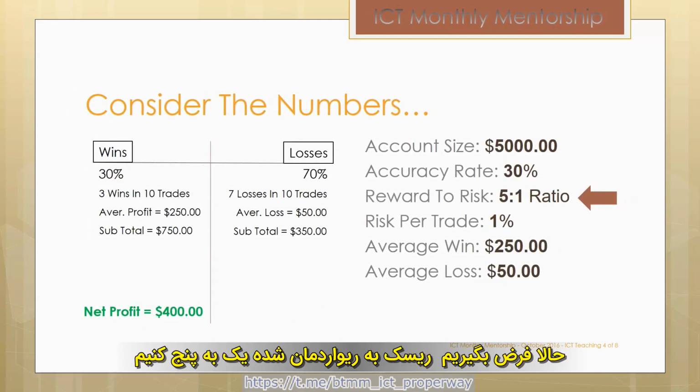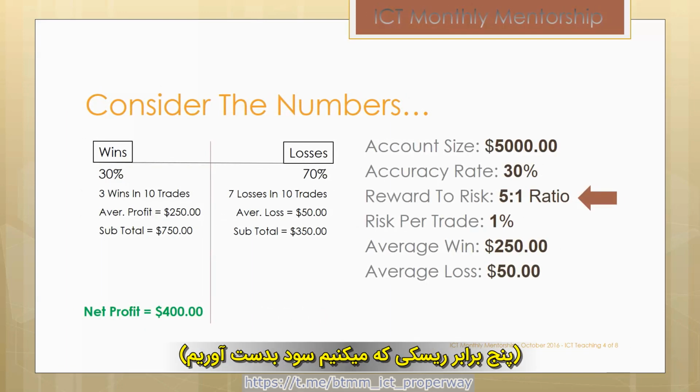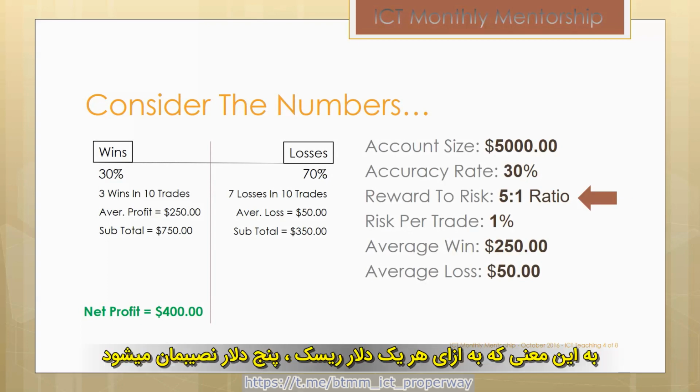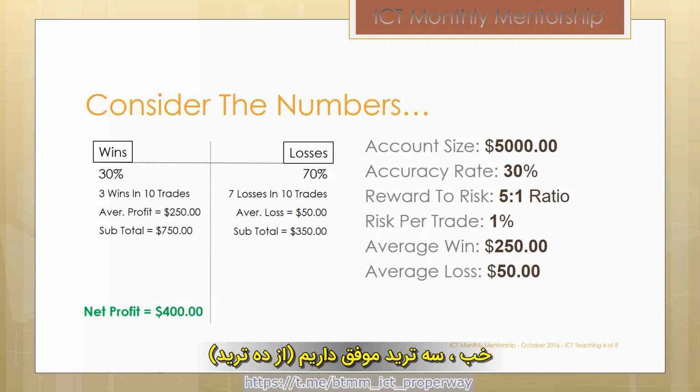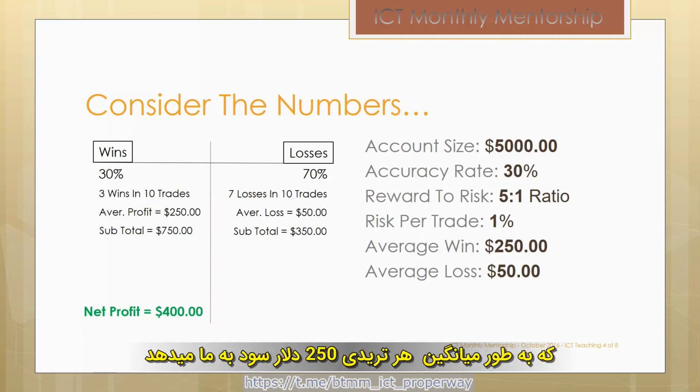Let's assume for a moment now we're going to start focusing on reward to risk multiples of 5 to 1. That means we're trying to make $5 for every $1 that we risk. And we're keeping the same sample set of looking at 10 trades, and we're still looking at the accuracy rate of 30%. The only thing that's changed now is we're framing trades that have a multiple of 5 to 1 reward to risk.